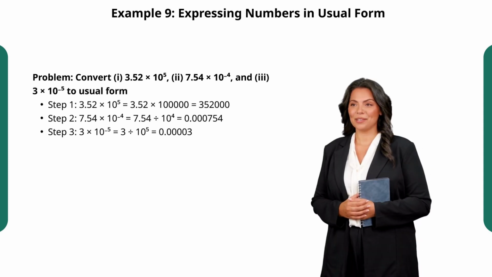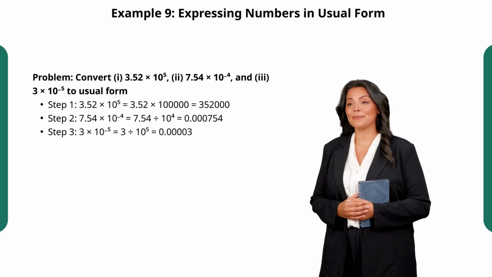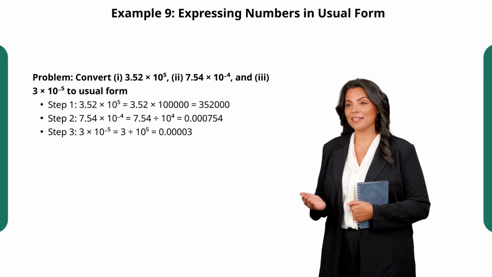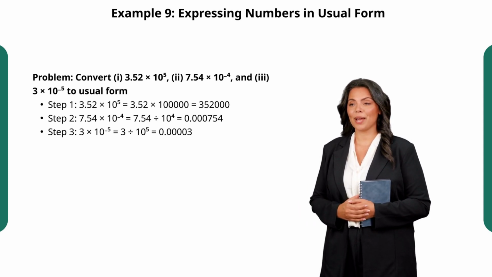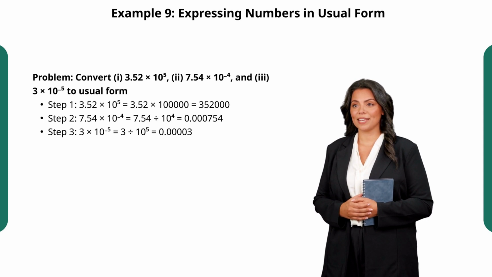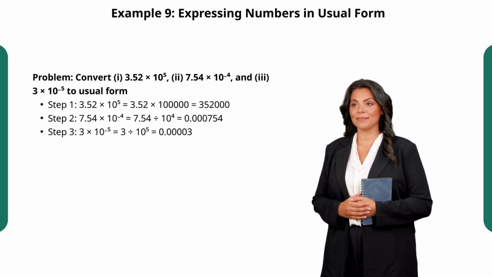Let's do the reverse of standard form, converting numbers in scientific notation back to usual form. First, 3.52 times 10 to the power 5 means multiplying 3.52 by 100,000, resulting in 352,000.